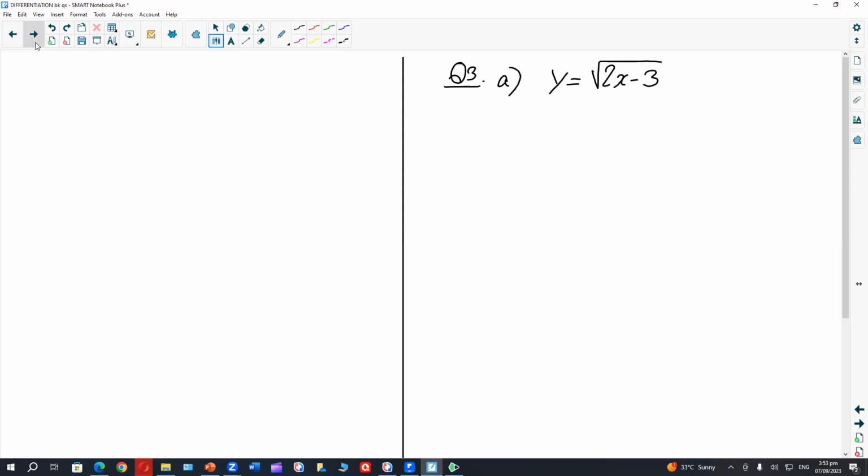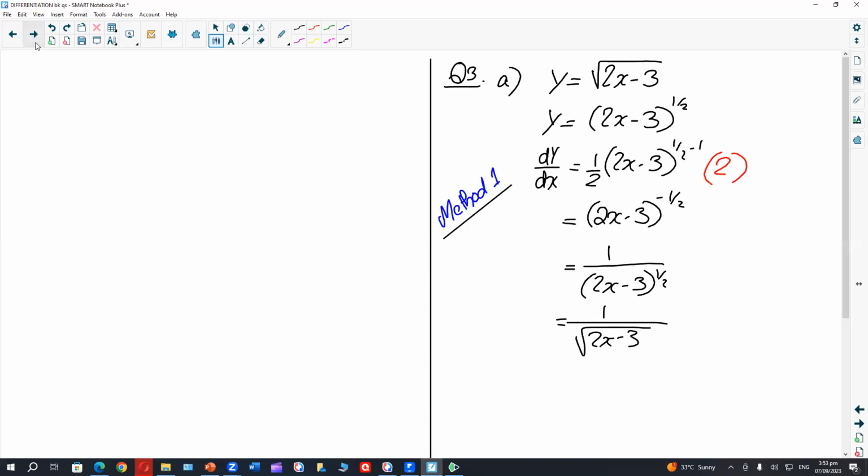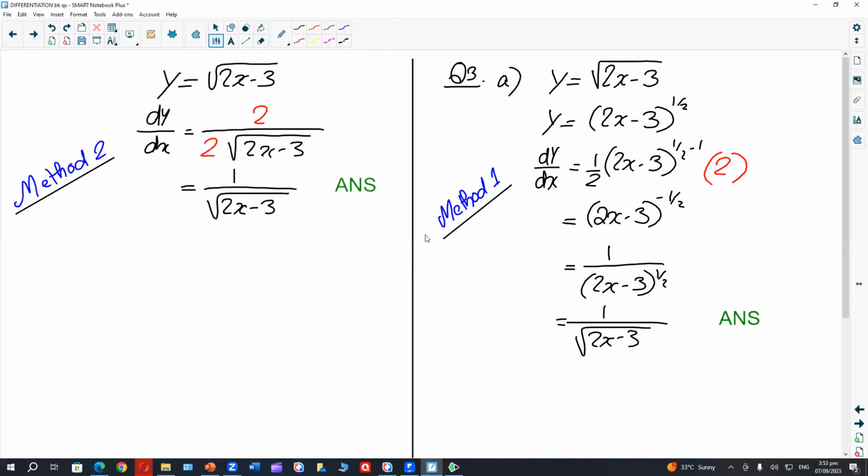1 over 2. A slight difference is coming because you are doing it by the long method or by the method we have just copied. Sorry, 1 over square root 2x minus 3. But you are getting 1 upon under root 2x minus 3, right? Yes, yes. Good. Same, the method number 2. Good.